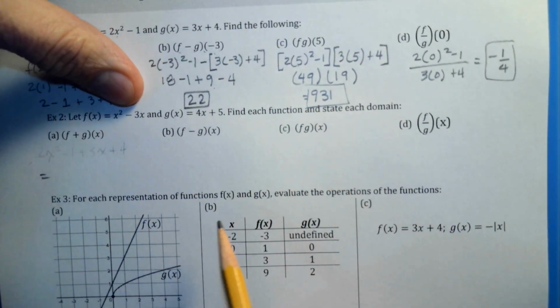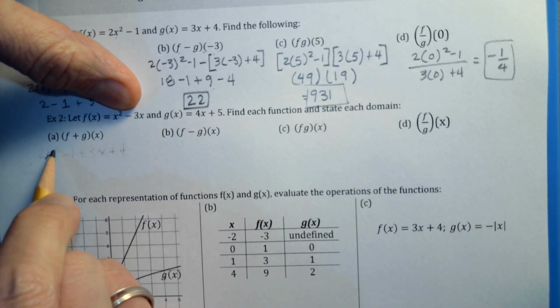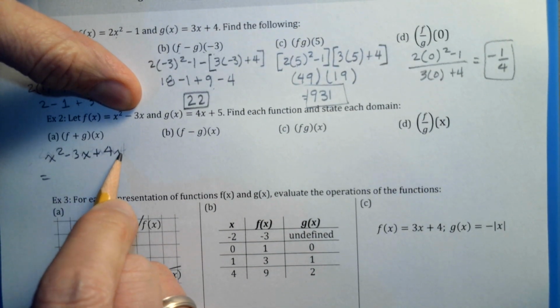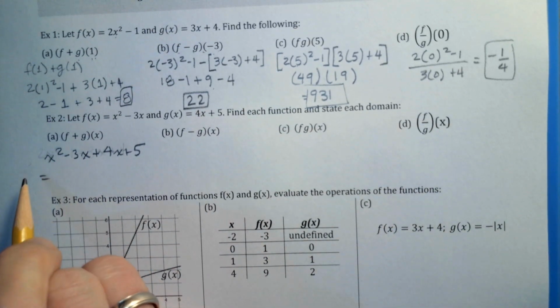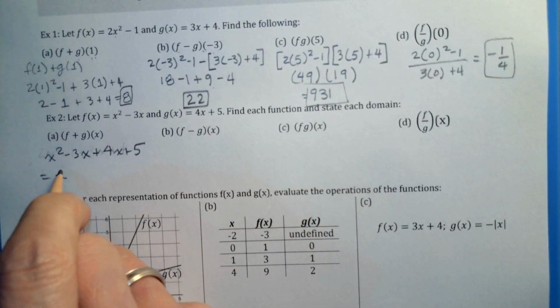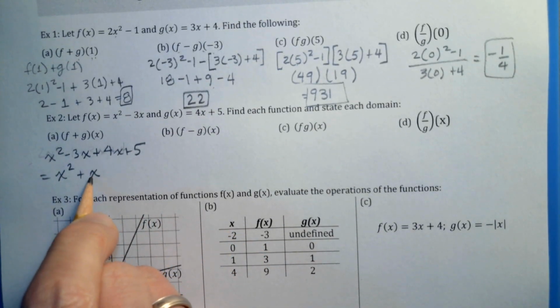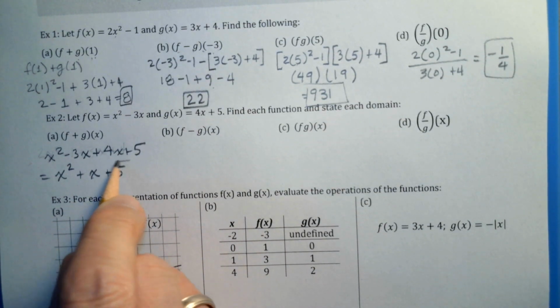All right, our new functions, these are the ones we want to use for these. So we have x squared minus 3x plus 4x plus 5. And now we want to just combine like terms there. So it's almost like less work here because we don't have to evaluate it at a particular x value. So we have x squared plus x plus 5.